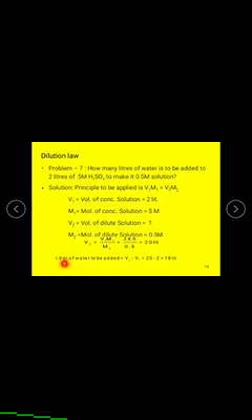The volume of water added to the solution is V2 minus V1, that is 20 liters minus 2 liters, which is 18 liters. When 18 liters of water is added to 2 liters of 5 molar solution, the solution becomes 20 liters of 0.5 molar solution. From an examination point of view, most of the time they ask this type of question.